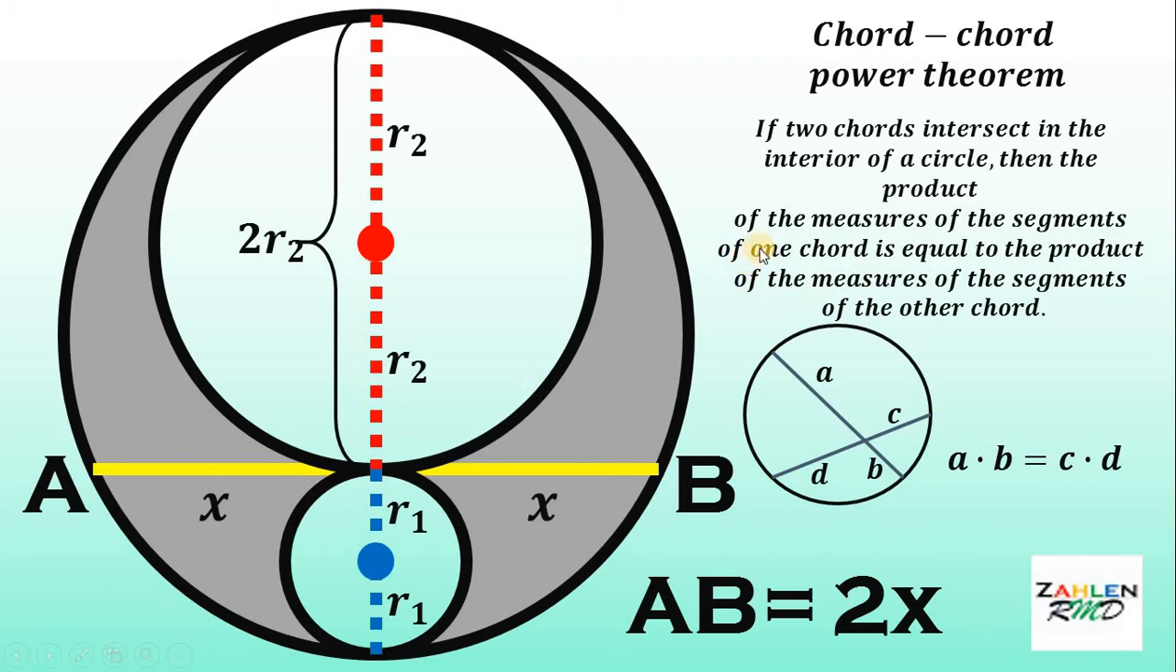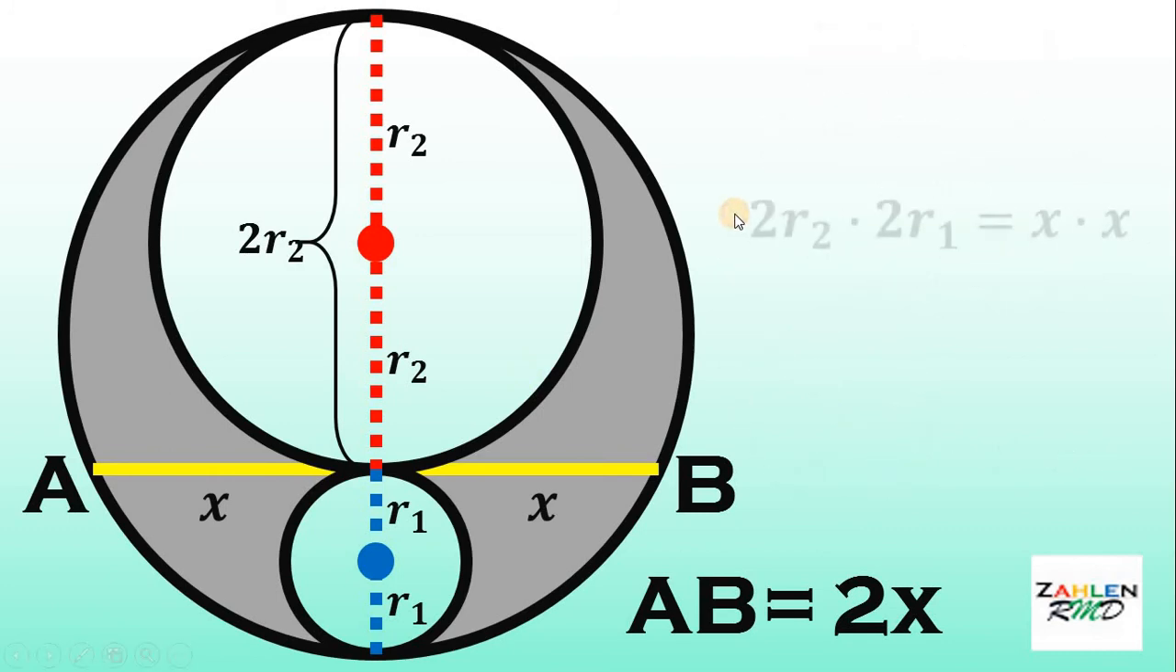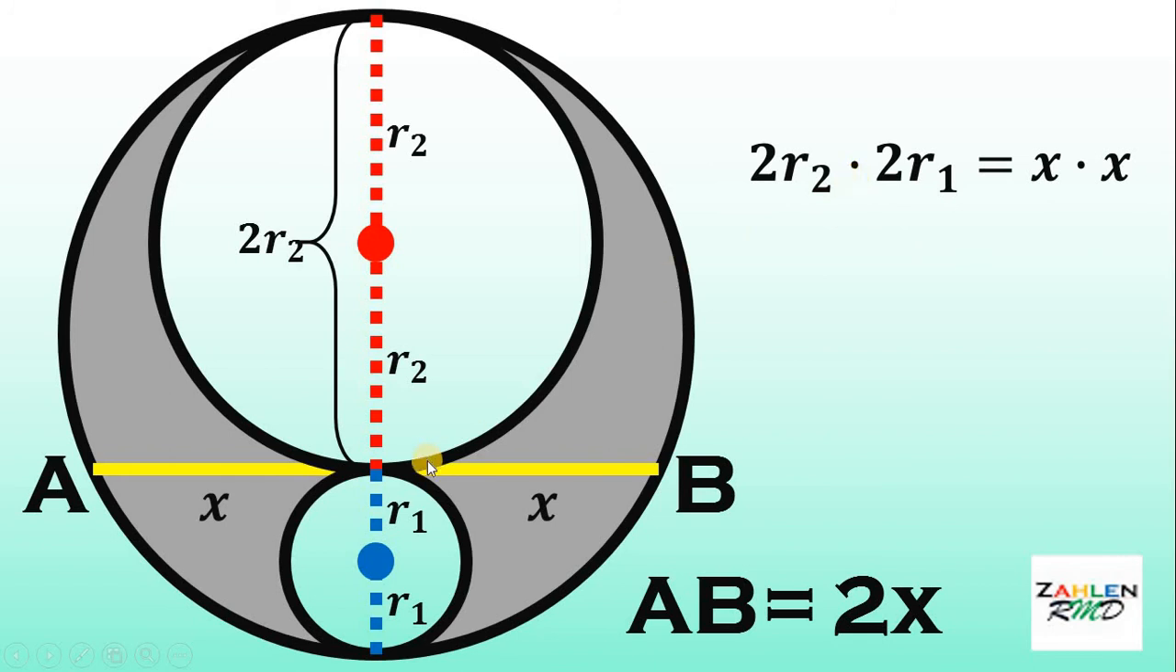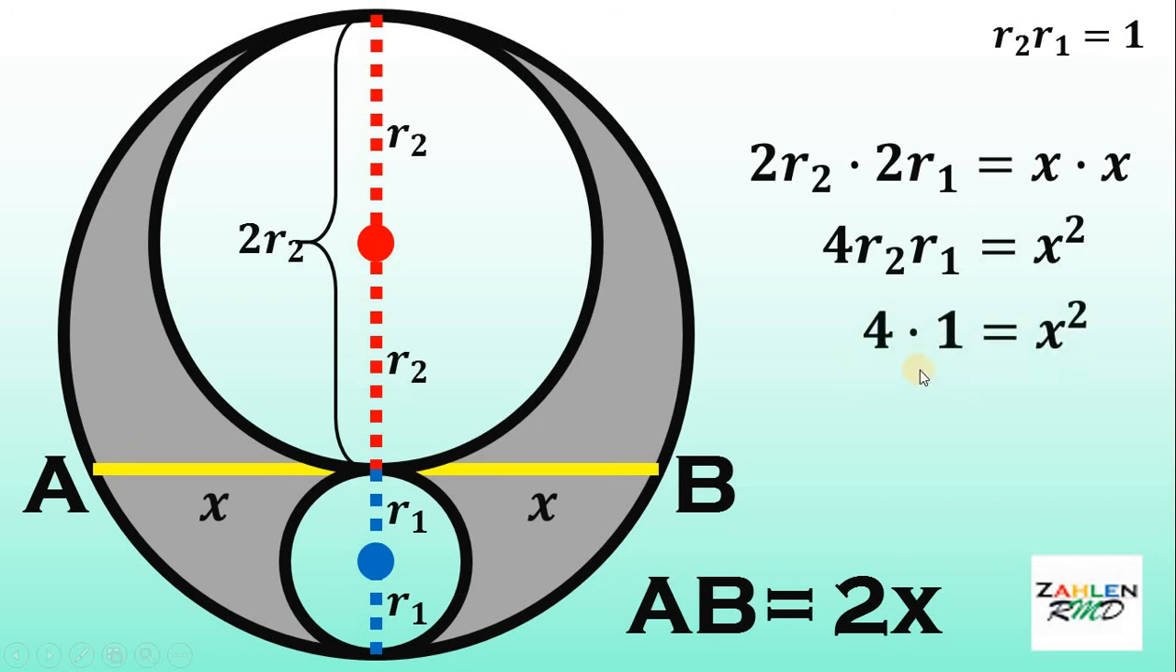Now, using this chord power theorem, we have 2 times r sub 2 times 2 times r sub 1 equals x times x. Now, simplify and we get 4 times r sub 2 times r sub 1 equals x squared. Now, recall that we have a value for r sub 2 times r sub 1, and it is equal to 1. Therefore, we have 4 times 1 equals x squared. Now, take the square root of both sides and we get the value of x is equal to 2.